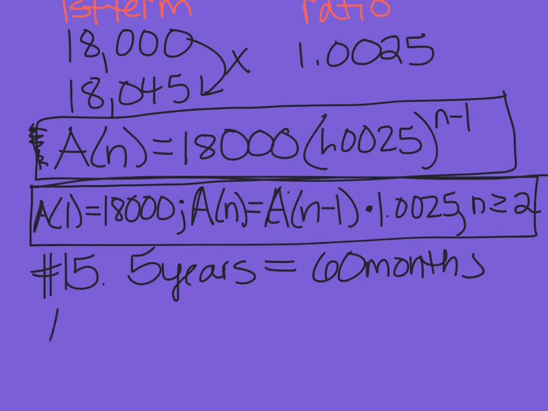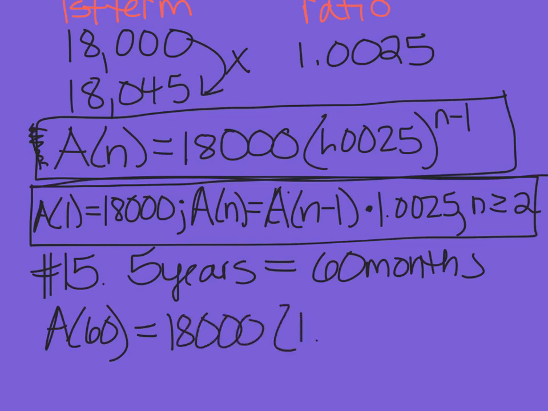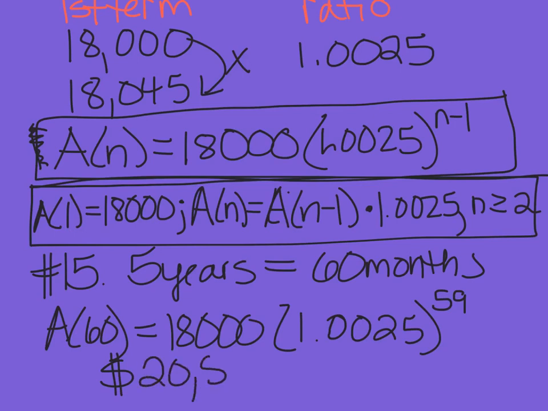So our a of 60, our 60th month, is going to be 18,000 times 1.0025 raised to the 60 minus 1, which is the 59th power. And then, of course, you need a calculator for that. But when you put it in the calculator, you will get $20,856.96.